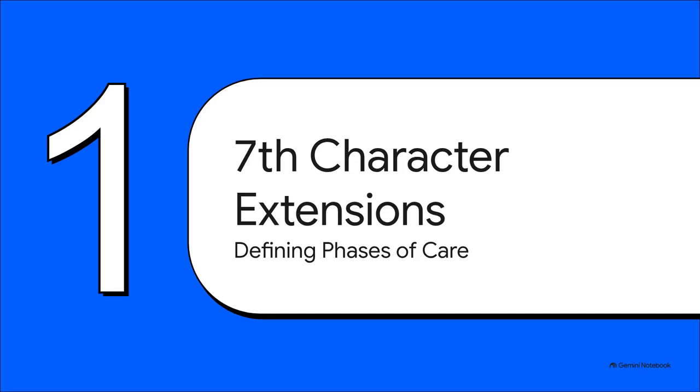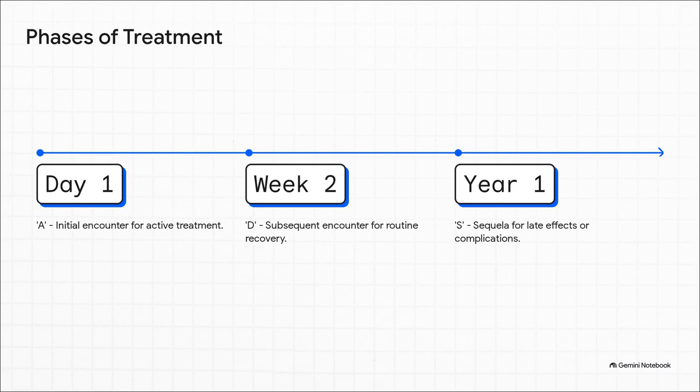All right, Section 1, 7th character extensions. Let's define the exact phases of a patient's care. Almost every category you encounter in Chapter 19 demands a 7th character extension. These are the universal modifiers for trauma, and they tell the payer exactly where the patient is in their treatment journey. A stands for initial encounter.